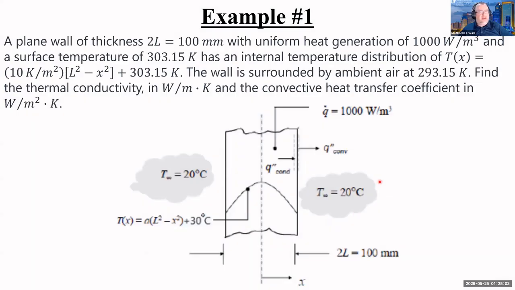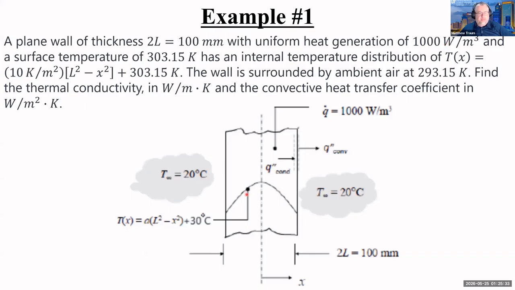Okay, here's example 1. So we have a plane wall of thickness 2L, that tripped me up in the beginning. So 0 is in the middle of the wall, and then it's 50 millimeters to the right, 50 millimeters to the left, gives us a 2L wall thickness of 100 millimeters. So that's the thickness with a uniform heat generation of 1,000 watts per cubic meter.